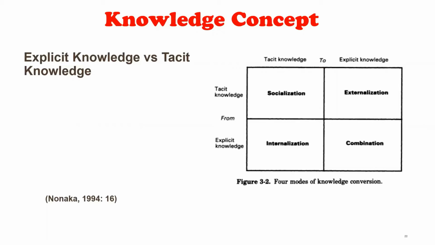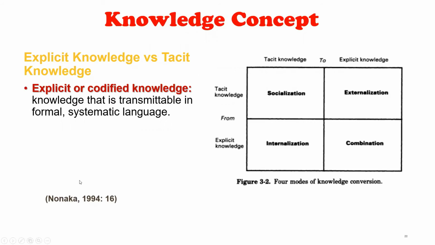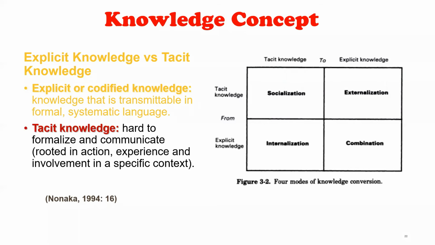One of the things you need to recognize at this stage is that there are two forms of knowledge. One is explicit knowledge, and the other is tacit knowledge. So what is explicit knowledge? Explicit or codified knowledge is where we transmit in formal or systematic language. We record the knowledge in language. For example, a database, or the PowerPoint that I show you right now. This is what we call explicit knowledge. You can codify it.